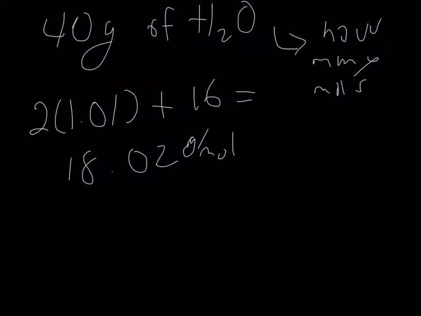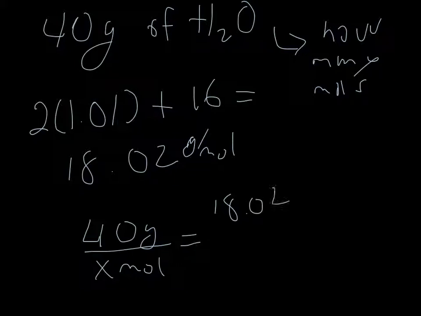Now we can set up our equation like this: 40 grams over X moles equals 18.02 grams per mole. Whoops, that should be up there with the 2 grams per mole. Pretty easy, right? Pretty basic. You just set up the grams per mole with how many grams you have and solve for X moles.